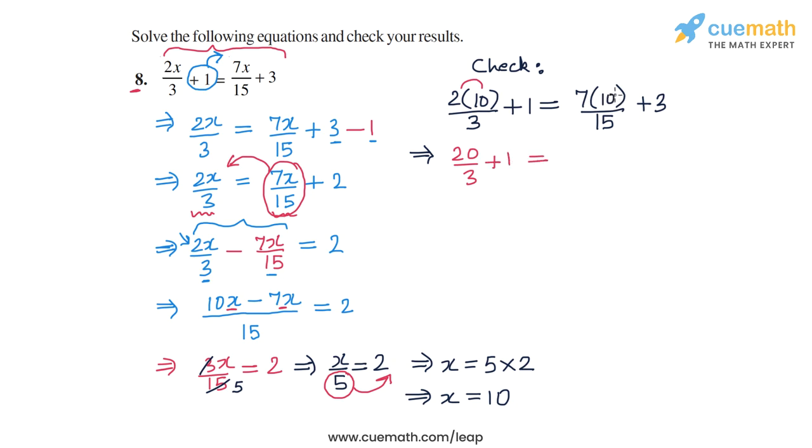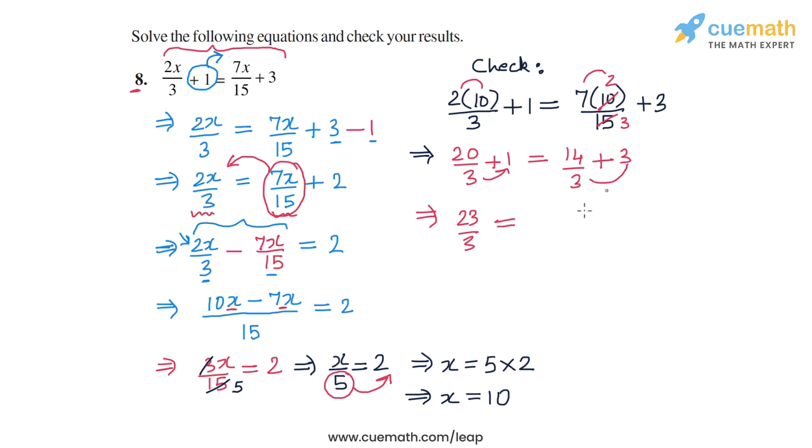Let's reduce 10/15 to the lowest form. 10 by 5 is 2 and 15 by 5 is 3. So we get 7 into 2, that's 14/3, and plus 3. Alright, now we have 20/3 + 1, so this will be 23/3, and on the right hand side we will have 14/3 + 3.